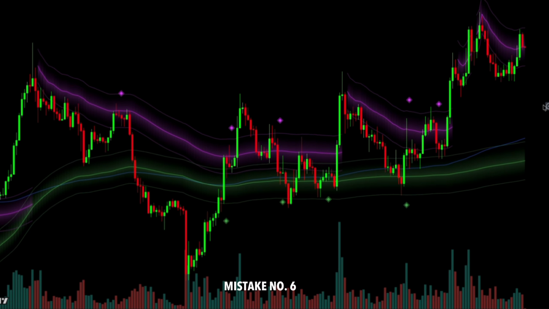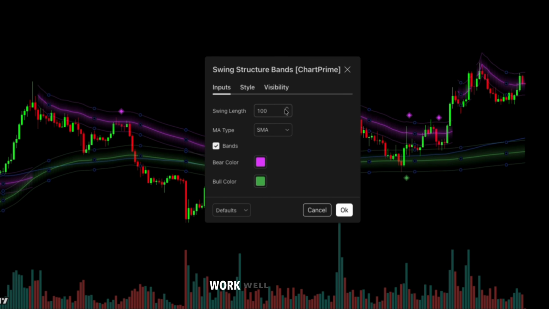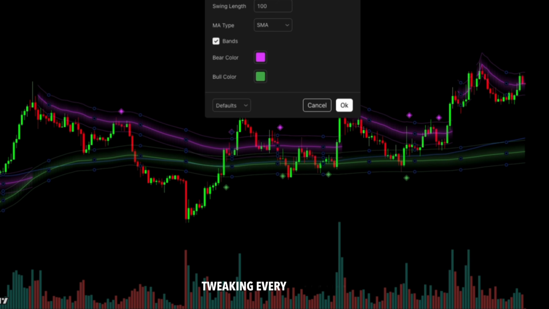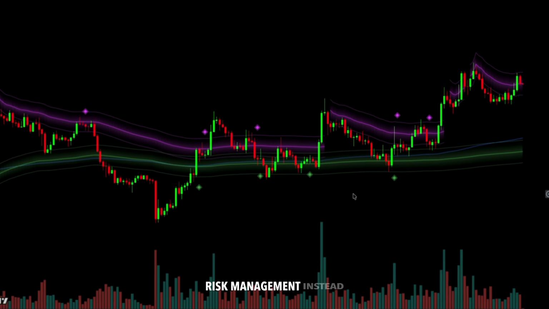Mistake number 6. Over-optimizing the settings. The default settings are designed to work well across most markets and timeframes. If you spend hours tweaking every parameter trying to find the perfect setting, you are curve-fitting to past data. Keep the settings simple. Focus on execution and risk management instead.